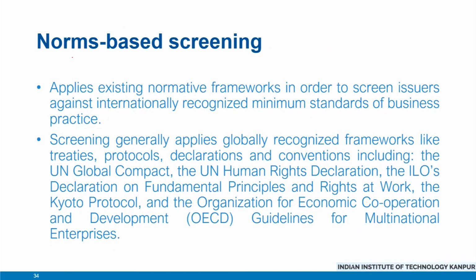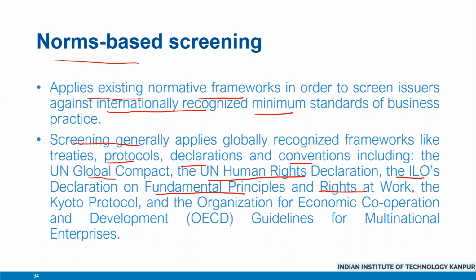Next, we'll discuss norms-based screening. Norms-based screening applies existing normative frameworks in order to screen issuers against internationally recognized minimum standards of business practice. For example, screening generally applies to globally recognized frameworks like treaties, protocols, declarations, and conventions, including the UN Global Compact, UN Human Rights Declaration, International Labour Organization Declaration on Fundamental Principles and Rights at Work, the Kyoto Protocol, and the OECD, Organisation for Economic Co-operation and Development, Guidelines for Multinational Enterprises.